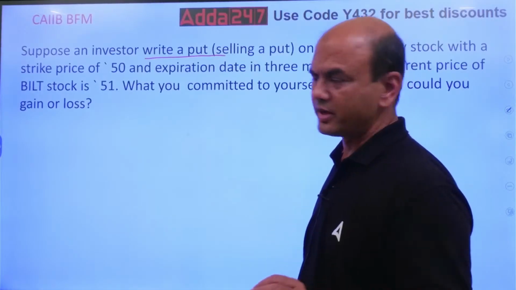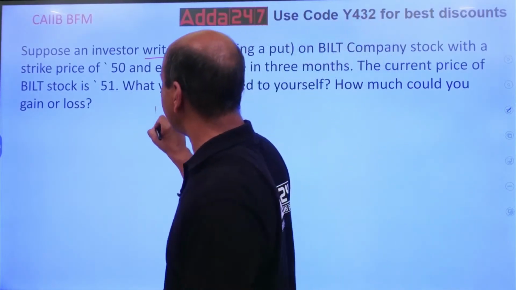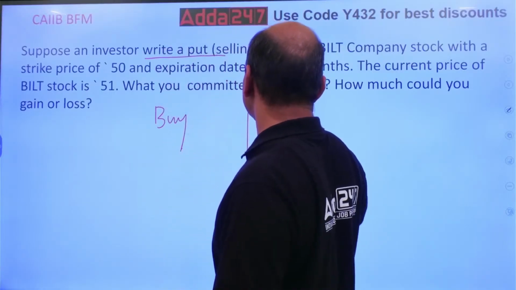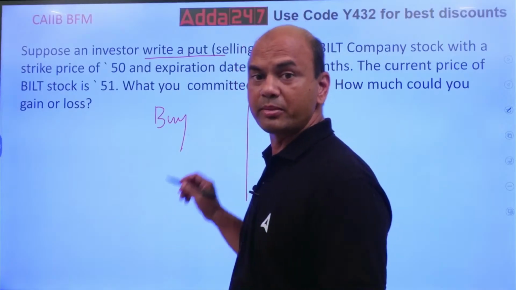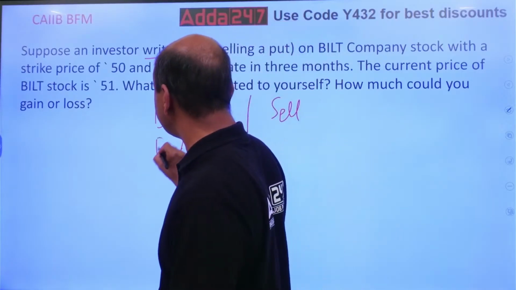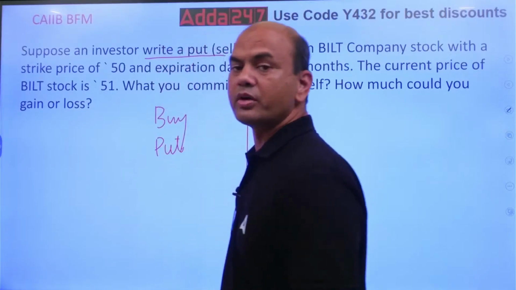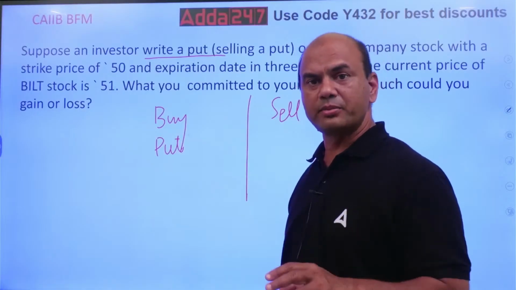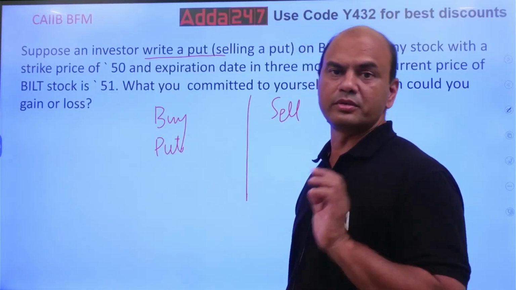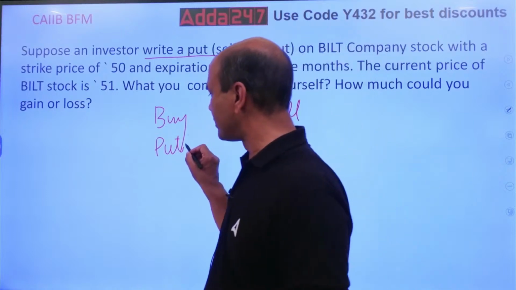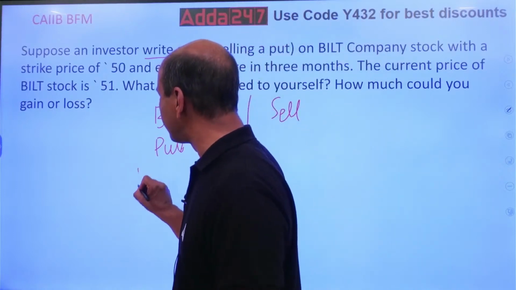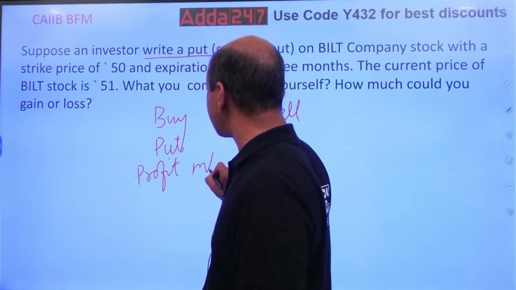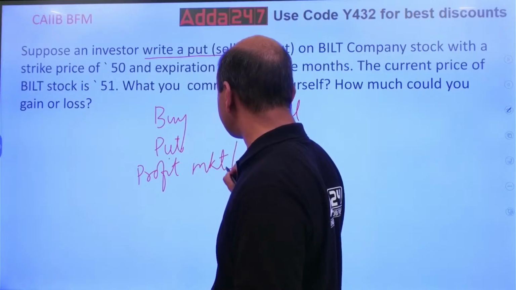Kindly understand one point. There are two things: one is buying and the second is selling. Whenever you buy the put, you gain when the market goes down. Your profit is when the market goes down. Market down means the rate is down.